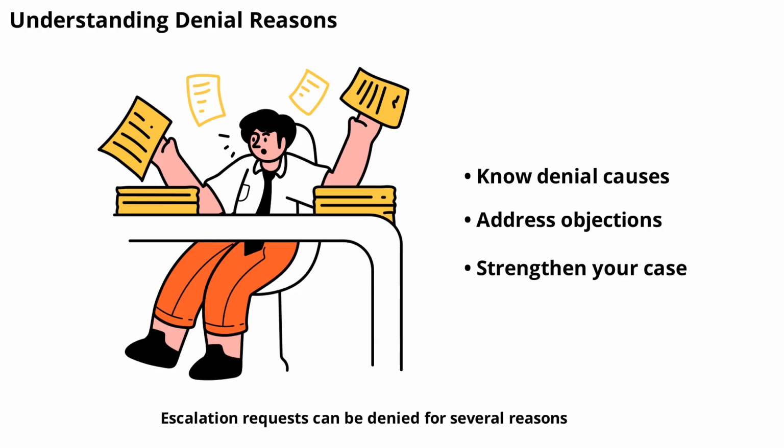Escalation requests can be denied for several reasons: lack of evidence, unclear requests, not following the correct process, or escalating prematurely. By understanding these common reasons for denial, you can proactively address them in your escalation. Anticipate objections and prepare your case to minimize the risk of being turned down.